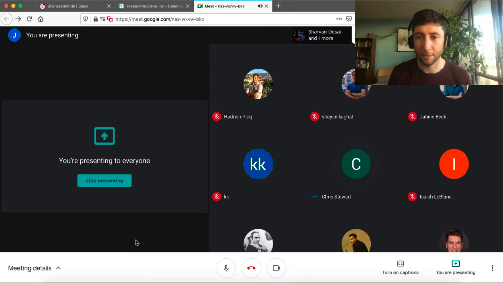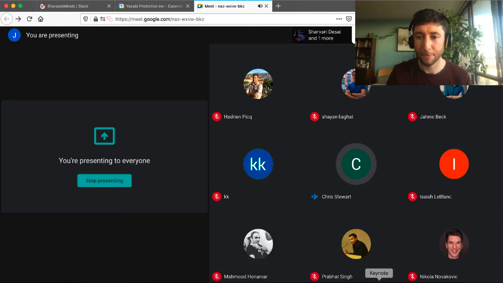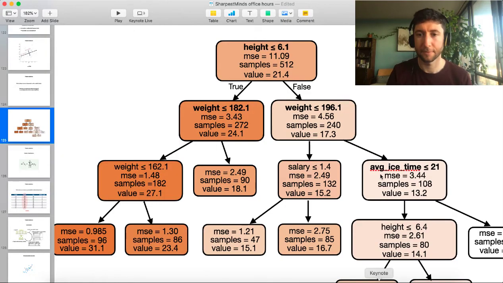I just had a quick question. In that brute forcing process where you're basically testing every split, do you do that across every feature as well? Correct. Okay.